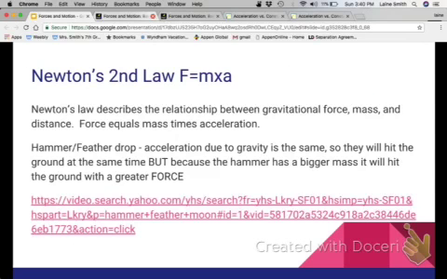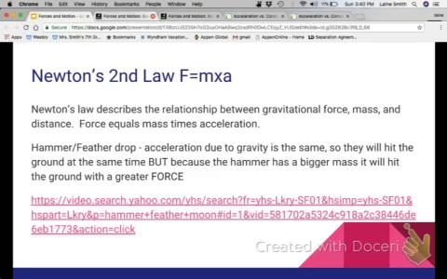Okay, so moving on to Newton's second law. Newton's second law describes the relationship between gravity, mass, and distance. So the formula is force equals mass times acceleration. So the first thing we're going to talk about is if our mass is different, but acceleration due to gravity is exactly the same, what is going to happen?